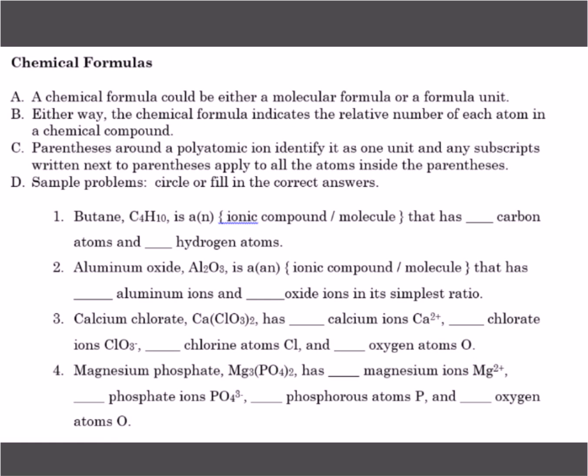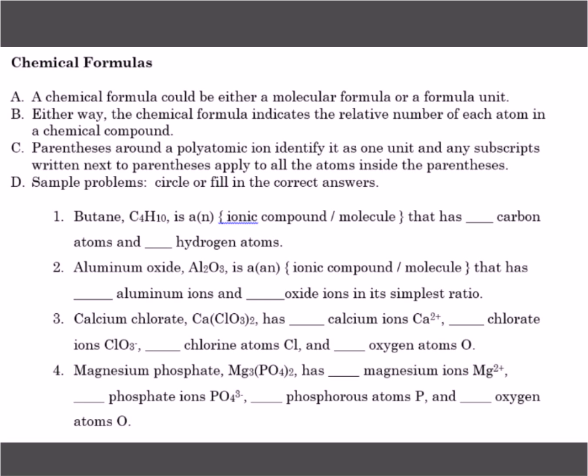A chemical formula could be either a molecular formula or a formula unit. Either way, the chemical formula indicates the relative number of each atom in a chemical compound. Parentheses around a polyatomic ion identify it as one unit, and any subscripts written next to the parentheses apply to all the atoms inside the parentheses.